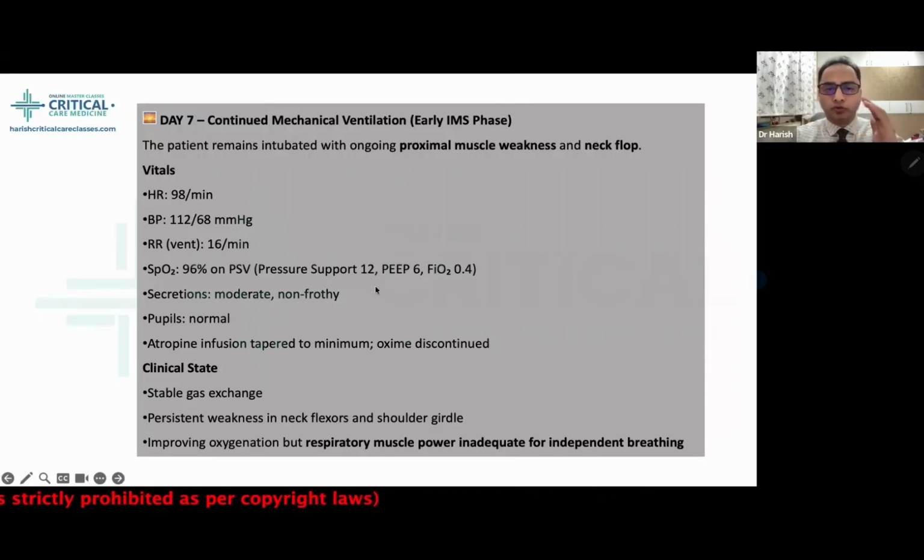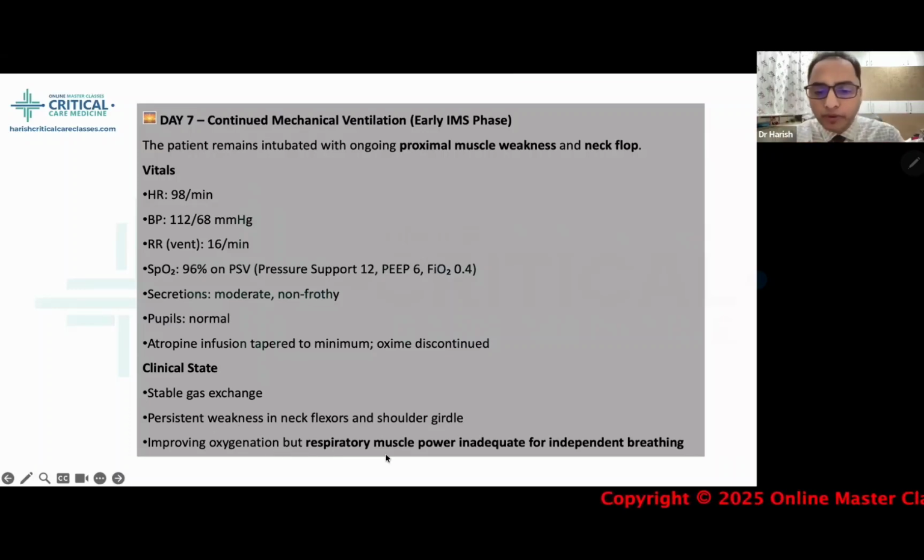So the patient is requiring pressure support of 12, PEEP of 6, FiO2 of 40%. Secretions are moderate, non-frothy, pupils are normal. Atropine infusion is tapered to minimum. Oximes have been discontinued. There is stable gas exchange, with persistent weakness in the neck flexor and shoulder girdle. Oxygenation is improving, but respiratory muscle power is inadequate for independent breathing.